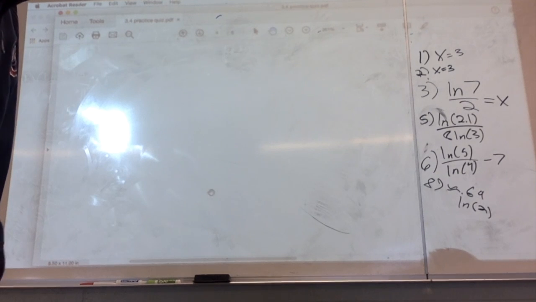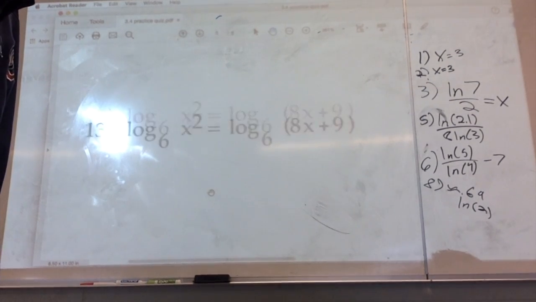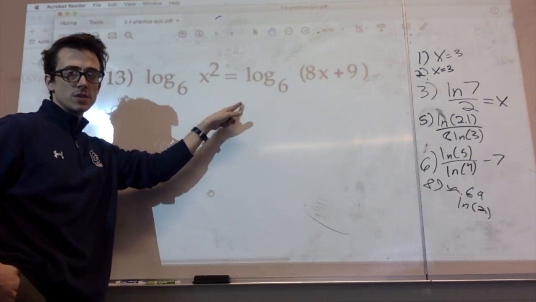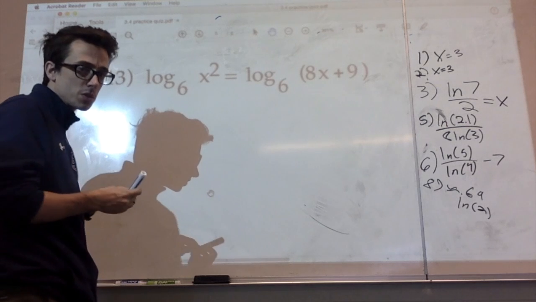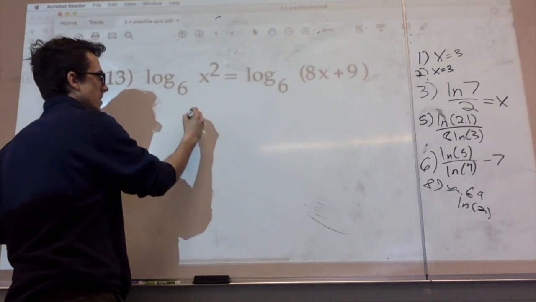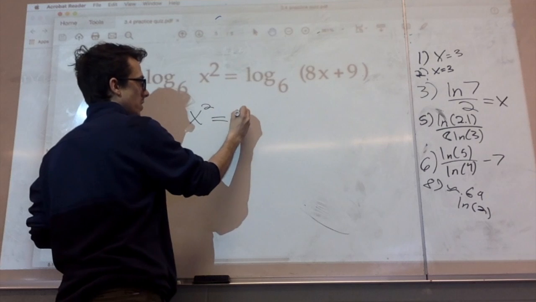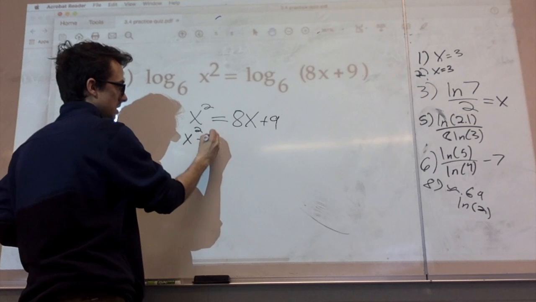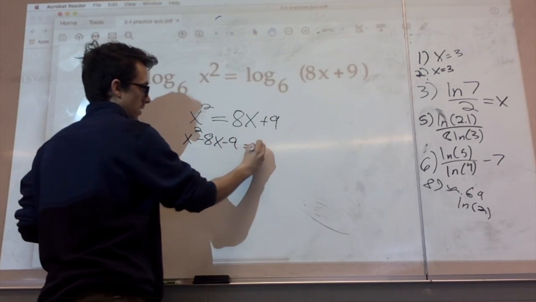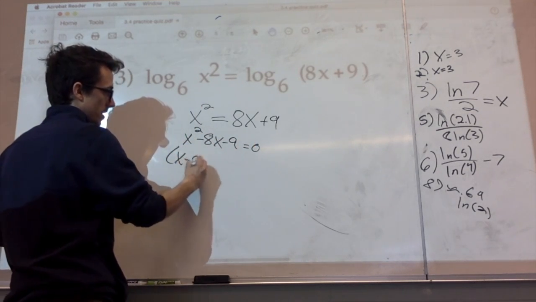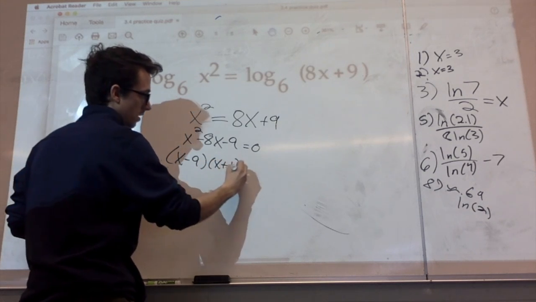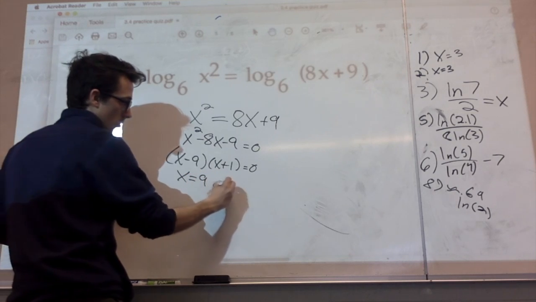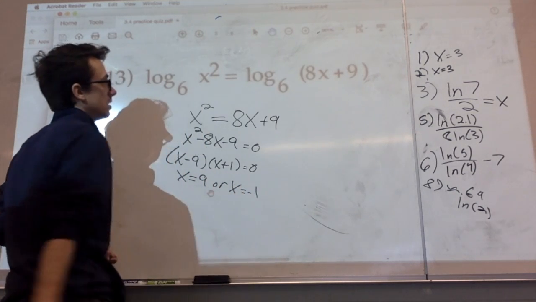All right, at the final home stretch, this one's easy. You already have the same base. You already have these logs set equal to each other. So you know that these arguments have to be equal. X squared should be equal to 8x plus 9. Move those all to the same side. Factor it. (x minus 9)(x plus 1) equals 0. This is going to claim x could be equal to 9, or x could be equal to negative 1.